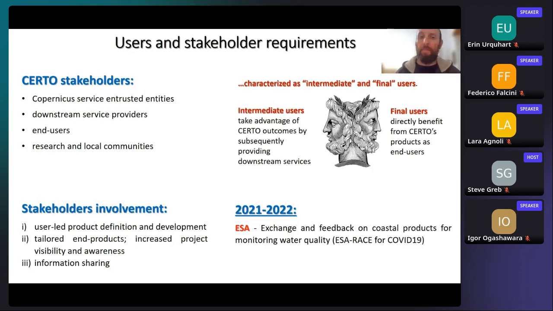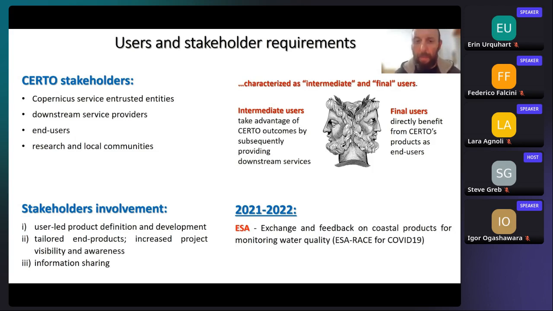Why this kind of involvement? Because we want to be sure that because of this interaction, we are actually defining the most suitable ocean color remote sensing product that might be useful for tackling issues on water quality in coastal and transitional environments.